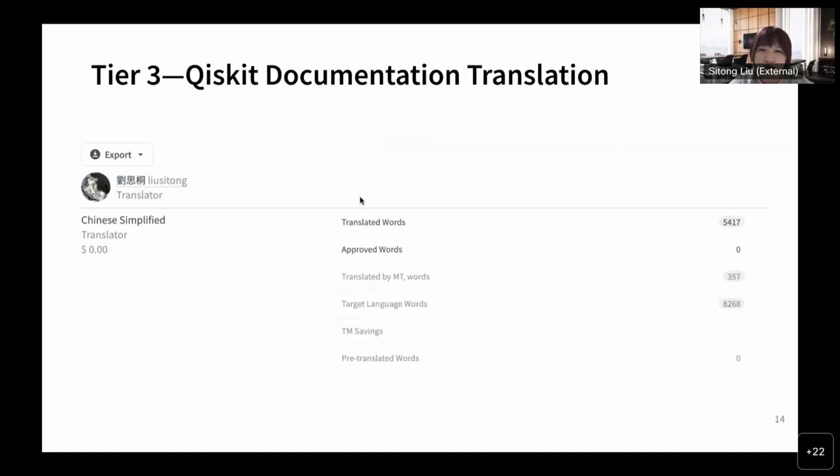Another contribution is that I joined the Qiskit documentation localization team. I translated some of the Qiskit textbook into Chinese, and I really hope that Chinese speakers can get more involved in using Qiskit and more involved in the community.